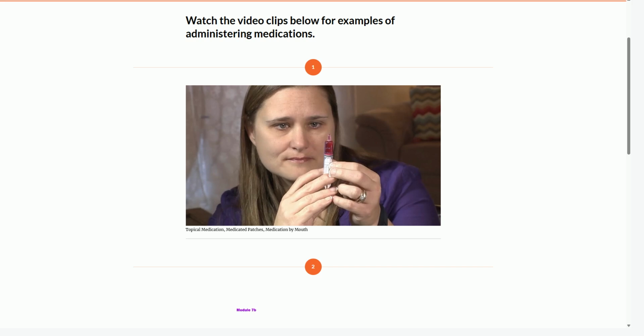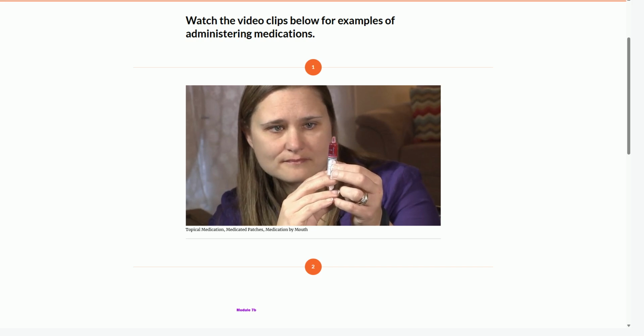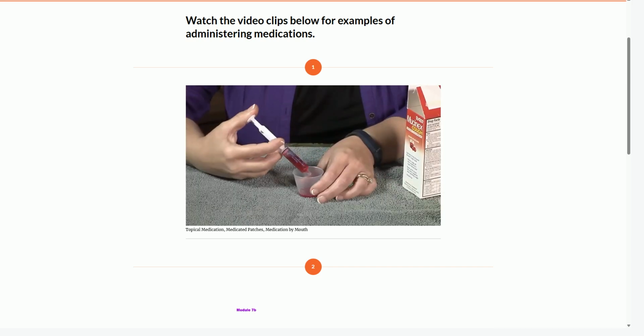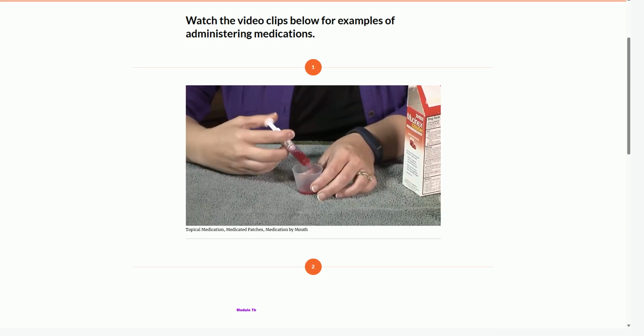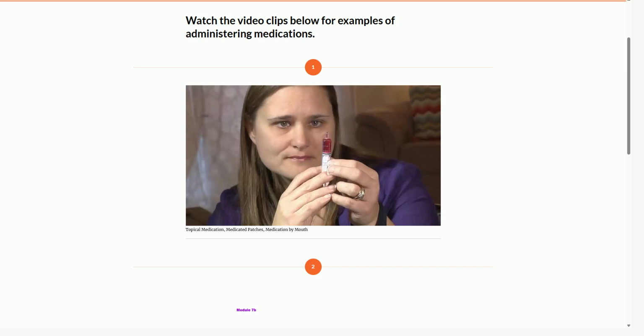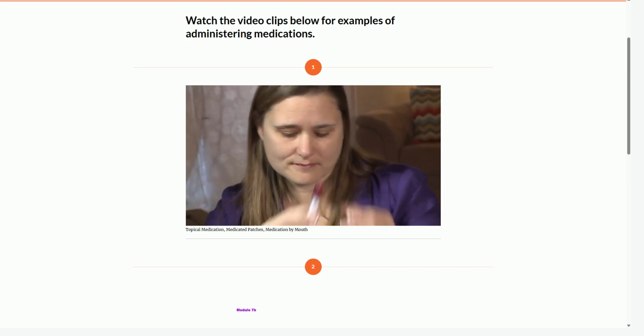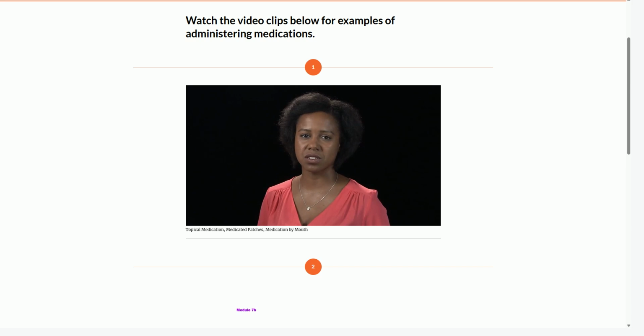There should not be any air bubbles in the syringe. If you need to remove air bubbles, turn the syringe so the tip is pointing towards the ceiling. Then tap the syringe to move the air bubbles to the top. Push the plunger to remove the air bubbles. After removing the bubbles, recheck the syringe at eye level to make sure the dose is correct and wipe off any medication on the outside of the syringe.